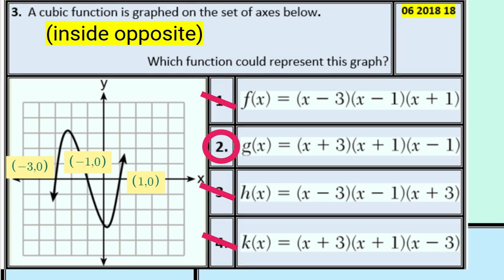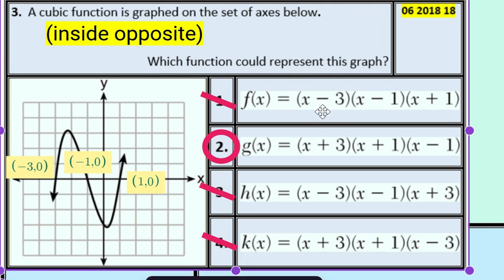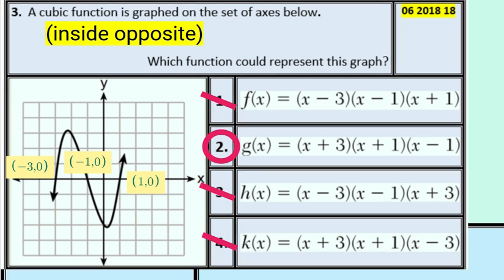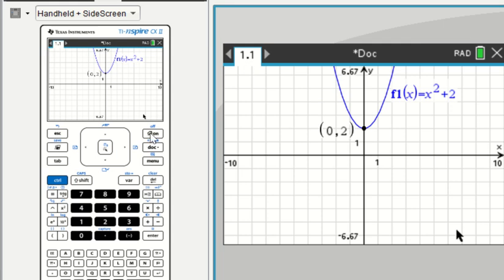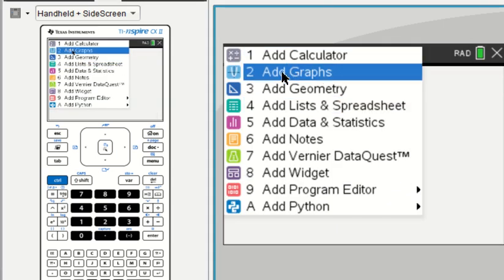Now, some of you may not always remember inside opposite. But what we can do is graph our answer choices and see which one gives us the same function. So let's just graph number 1, x minus 3, x minus 1, x plus 1. Home screen, new doc, say no to drugs. Add a graph page.